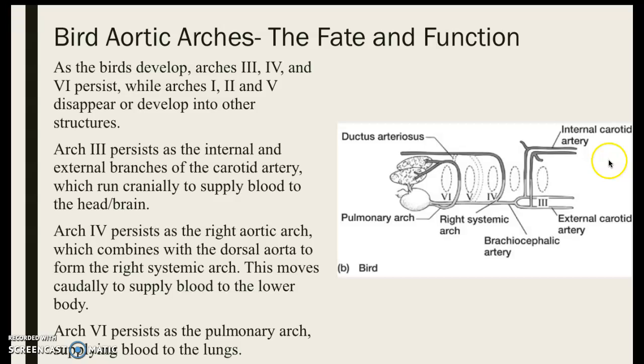Okay, so the fate and function of bird aortic arches. As the bird develops, arches 3, 4, and 6 persist, while arches 1, 2, and 5 disappear or develop into other structures. Arch 3, as you can see right here, persists as the internal and external branches of the carotid artery, which run cranially to supply blood to the head and brain.